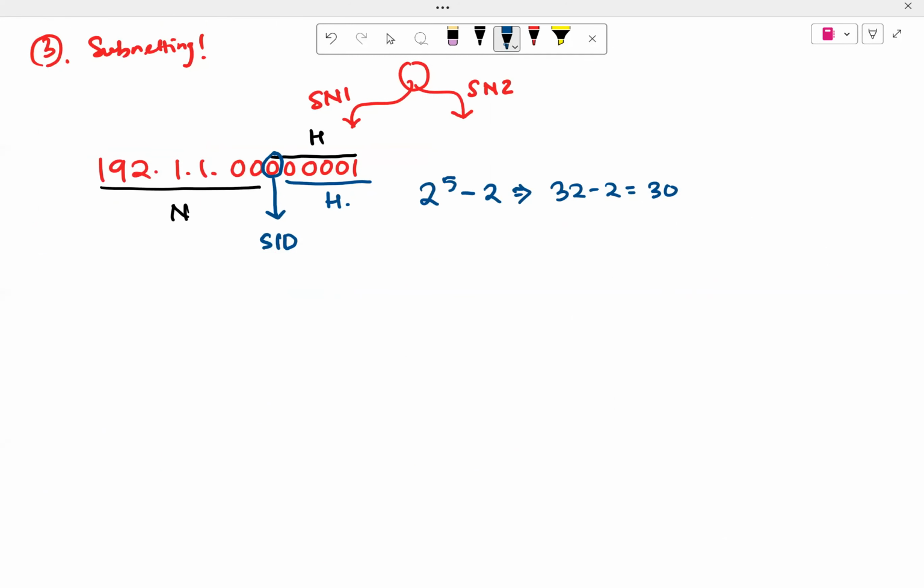You have the host, you have to divide it into two subnets. You assign one ID for the subnet ID, and the rest is your host. Okay, and now you have the number of bits per host, and you can calculate the usable hosts.